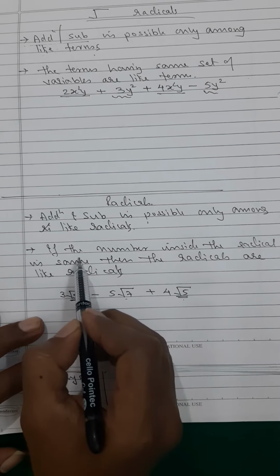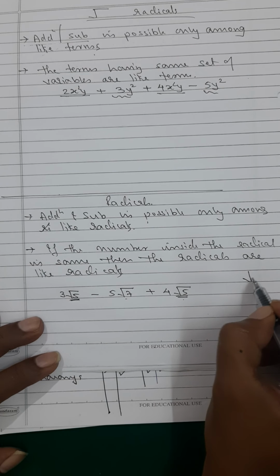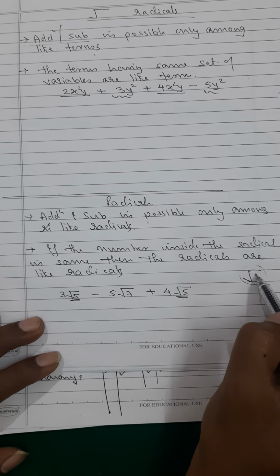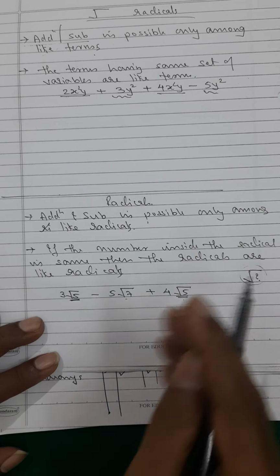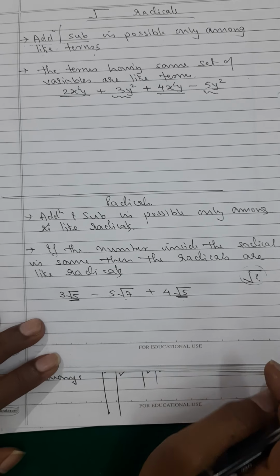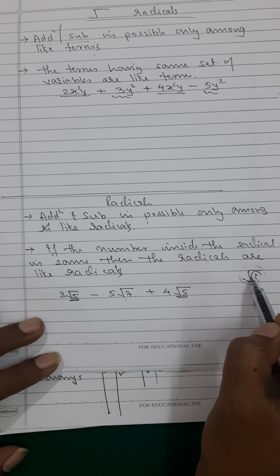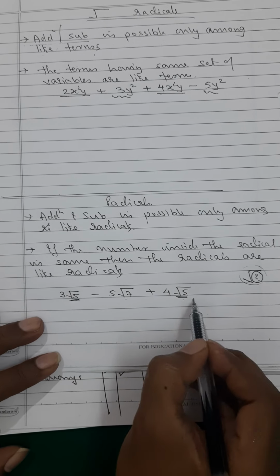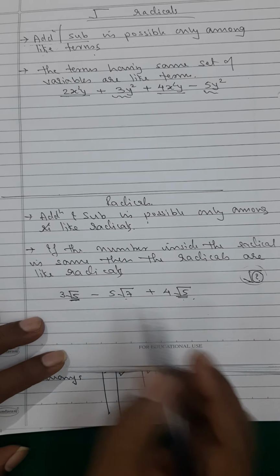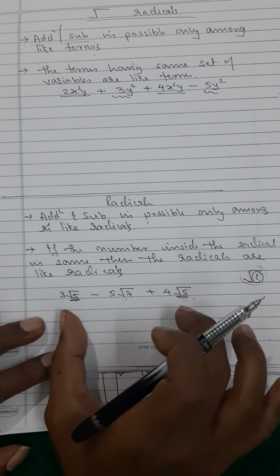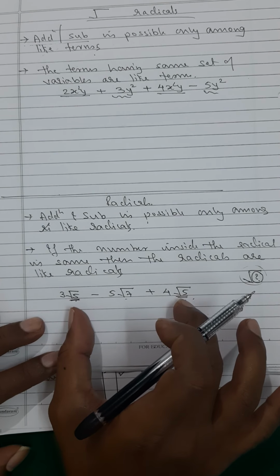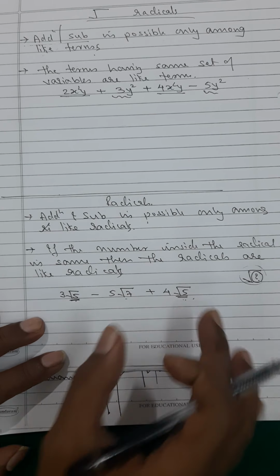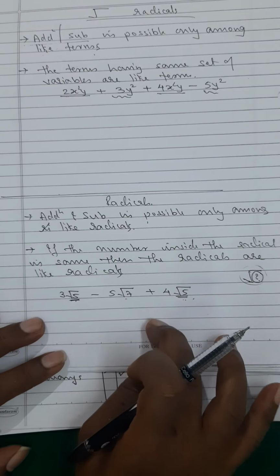As I told you, this sign is called a radical. If the number sitting inside the radical, or the variable sitting inside the radical, is the same in the two radicals, like here root 5 and root 5, they are like radicals. So addition and subtraction will be possible among them, not among them and not among them. The same rules of here and here are applicable.